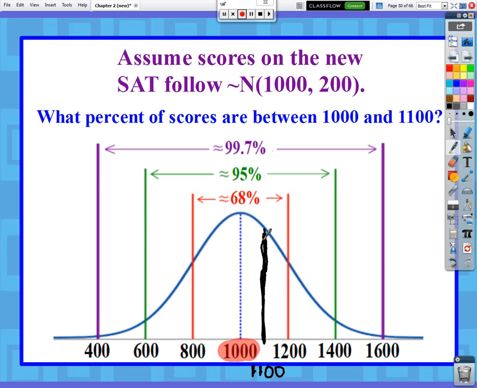They'll say, well, look, if it's 68% going one standard deviation above and below the mean, then symmetrically that means one standard deviation below has 34% and one standard deviation above is the other 34% to get that total 68%, right? I mean, that makes sense symmetrically, 68% split up. And so if this is 34% right here, then since 1,100 is halfway between 1,000 and 1,200, that would mean this represents 17%, half of 34. However, if this is 17%, that means this has to be 17%.